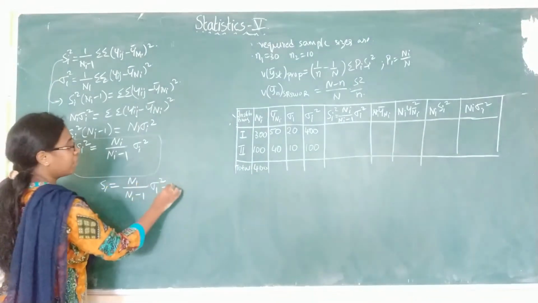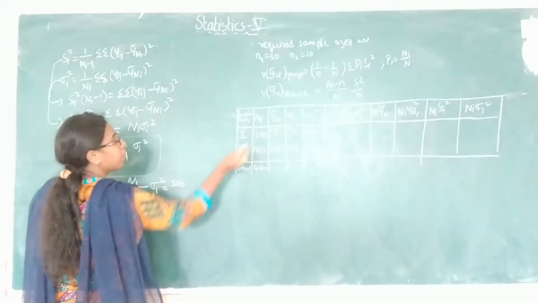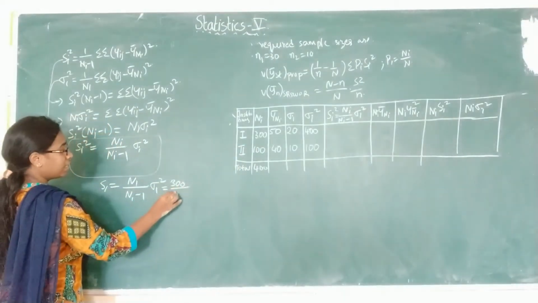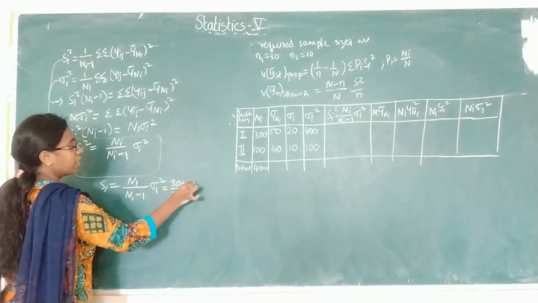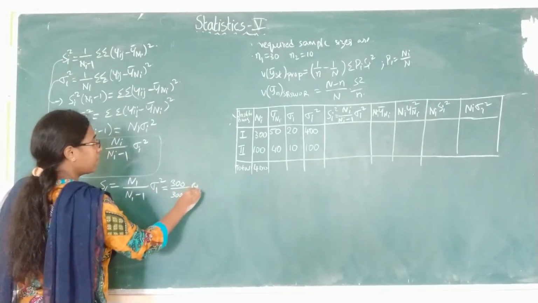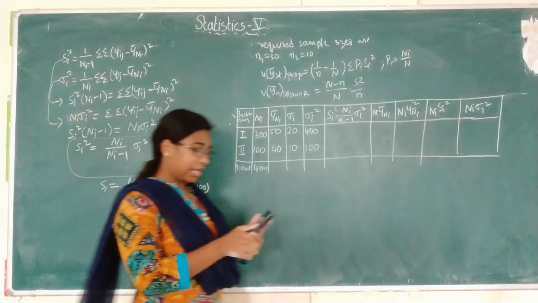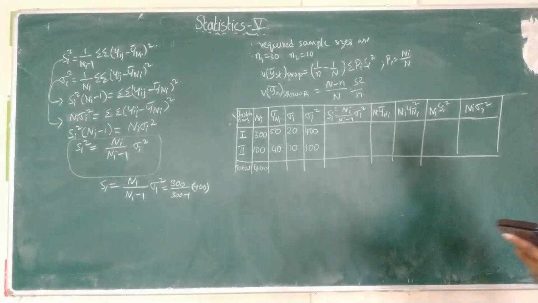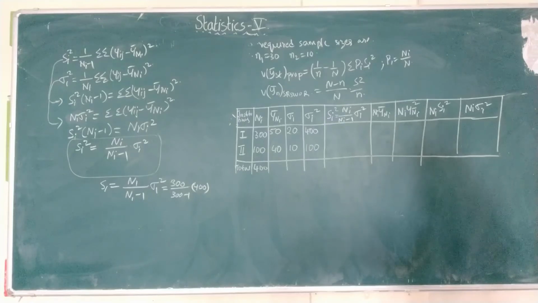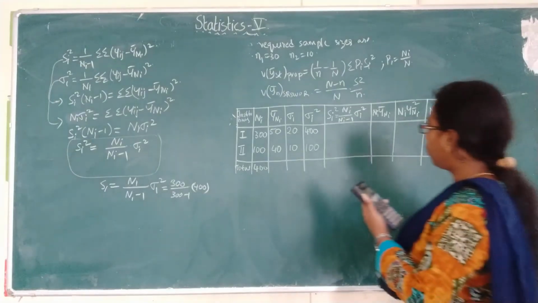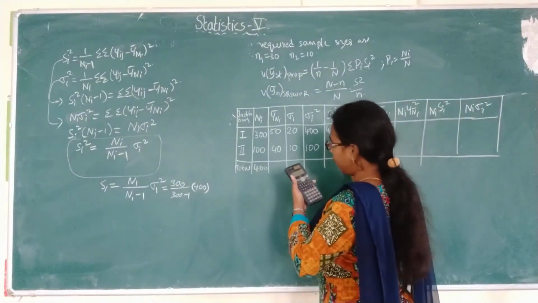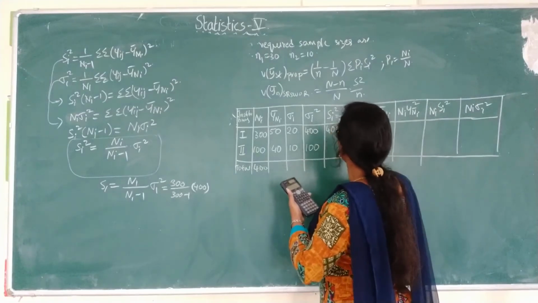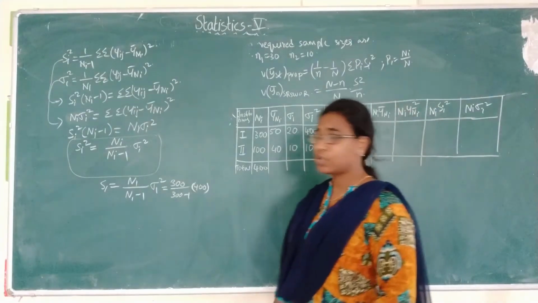First, N1 value is 300. Here N1 divided by (N1 minus 1), that is 300 divided by 299, into sigma 1 square, which is 400. Now calculate 300 into 400 divided by 299. You will get the first Si square value as 401.3378. So this is the first Si square value.